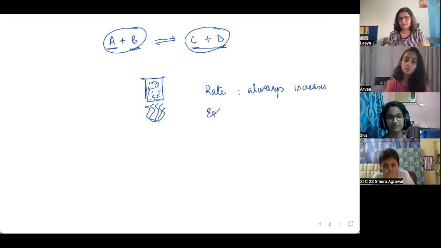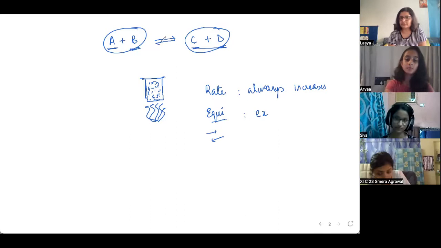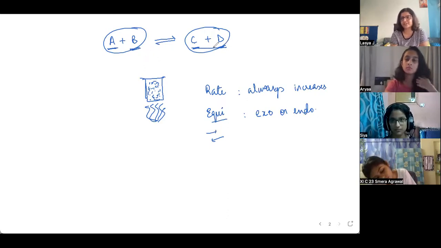Now, equilibrium, whether you're going to have the forward reaction or the backward reaction, will depend on whether one particular direction is exo or endo. So if it is exothermic, then it will favor the backward reaction while speeding it up. Like, rate will always increase.